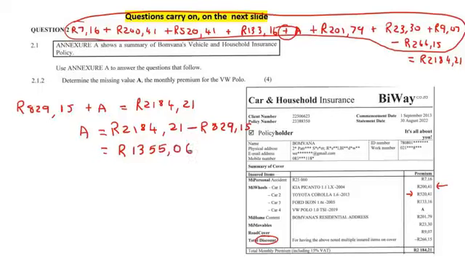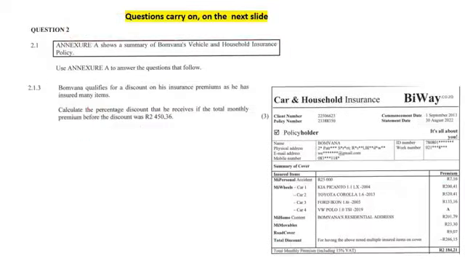1,355.06 Rand. So that is how much the monthly premium on the VW Polo would be. I don't know if we're going to have to use this number, but let's just put it there. 1,355.06.